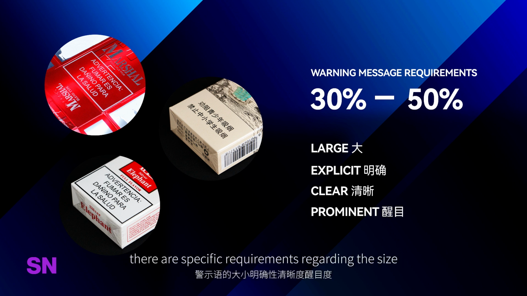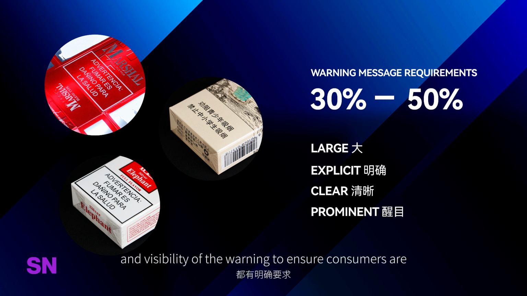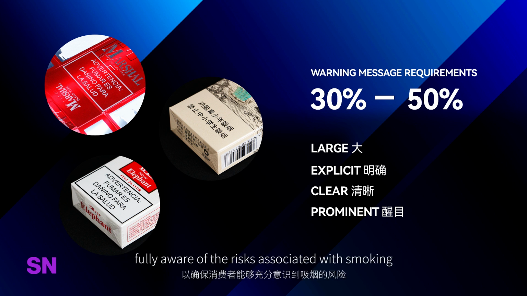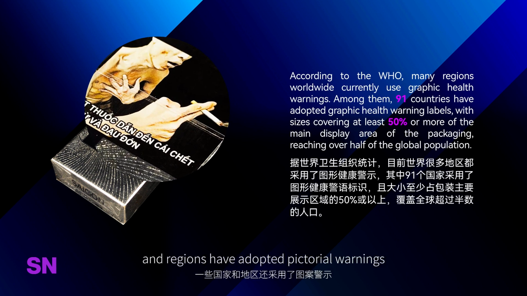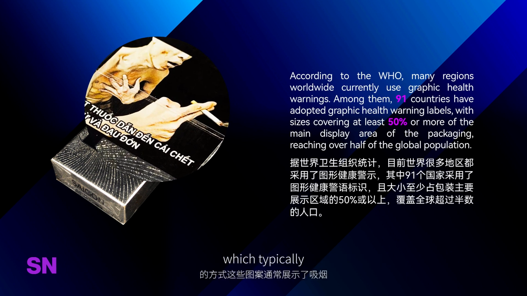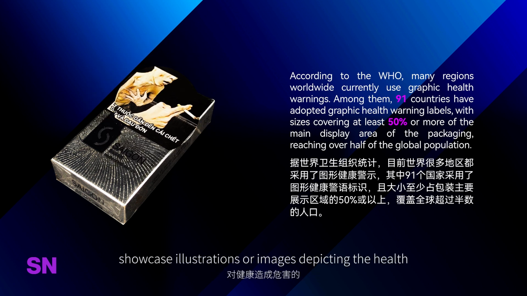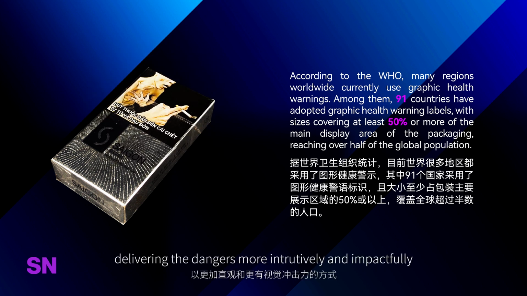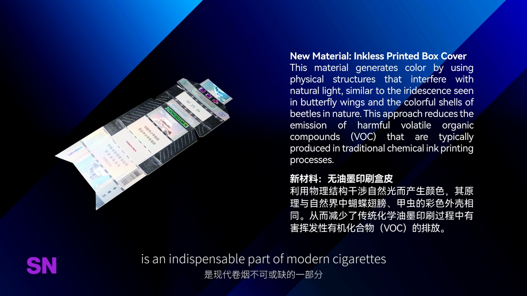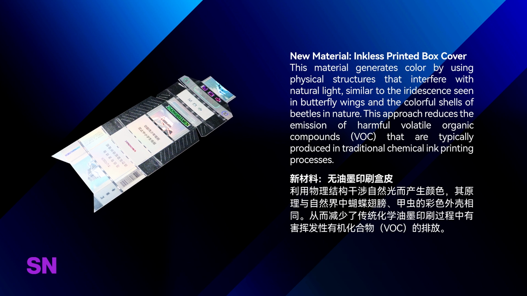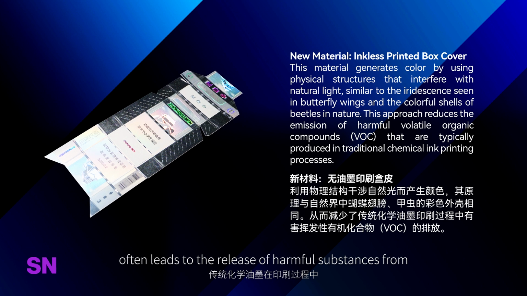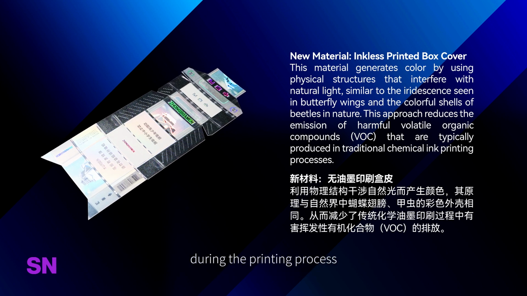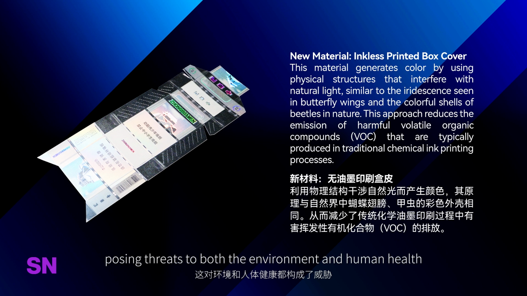Furthermore, there are specific requirements regarding the size, clarity, and visibility of the warning to ensure consumers are fully aware of the risks associated with smoking. In addition to text warnings, some countries and regions have adopted pictorial warnings, which typically showcase illustrations or images depicting the health hazards of smoking, delivering the dangers more intuitively and impactfully. The cigarette wrapper is an indispensable part of modern cigarettes. However, the high demand for printing on cigarette packaging often leads to the release of harmful substances from traditional chemical inks during the printing process, posing threats to both the environment and human health.